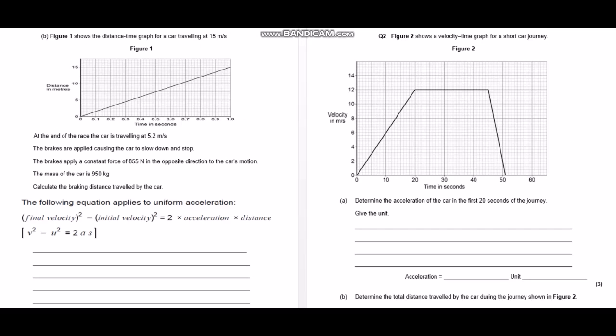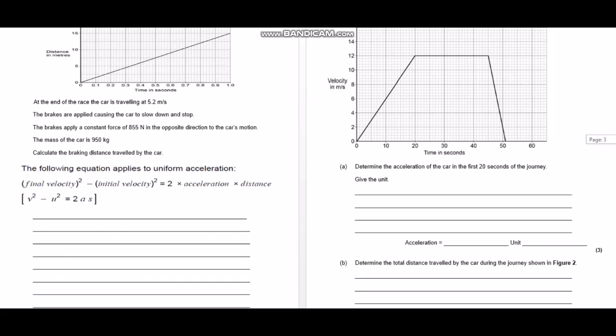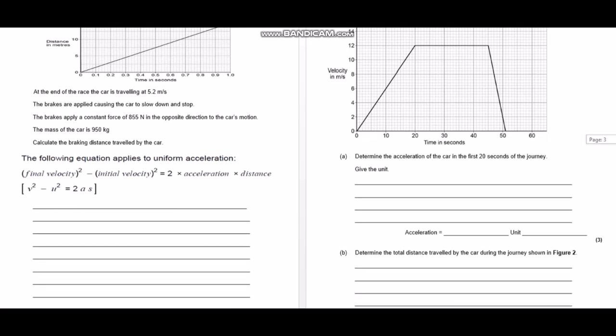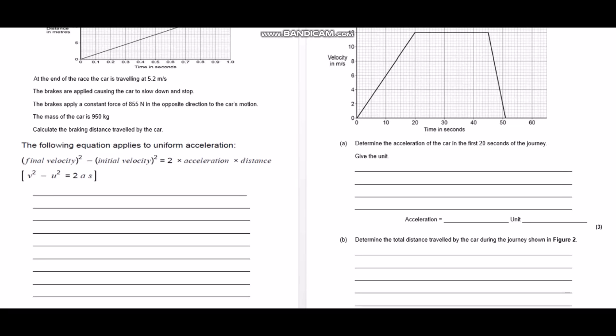So question 2. Figure 2 shows a velocity time graph for a short car journey. Looking at figure 2, we've got the velocity on the y-axis, and we've got time on the x-axis. The first question asks us to determine the acceleration of the car in the first 20 seconds of the journey. Give the unit.